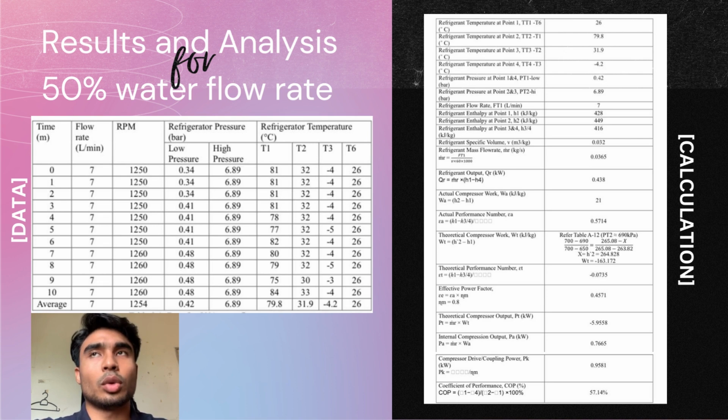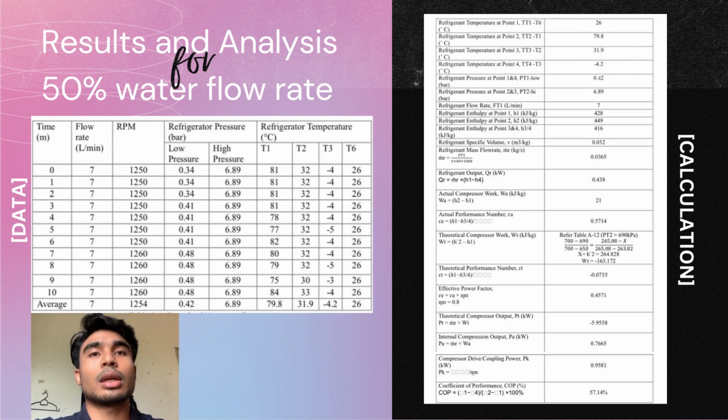Then we round out our P2 to 690 kilopascal to get our new enthalpy point, which is the enthalpy at saturated vapor, H'2. Then we can calculate our theoretical performance number, effective power factor, theoretical compressor output, internal compression output, and compressor drive or coupling power. All this data we can get using the formula given in the table.